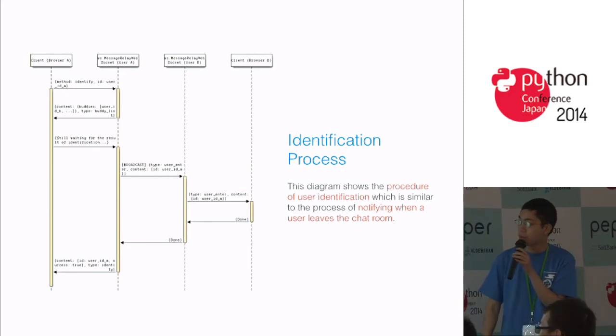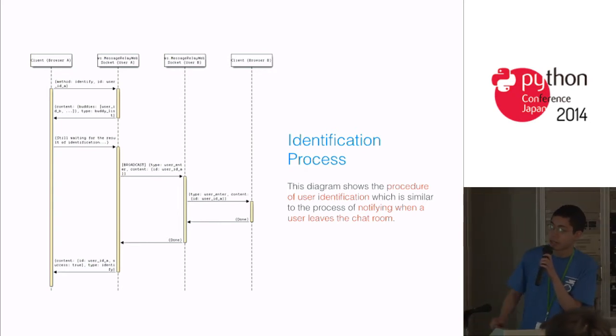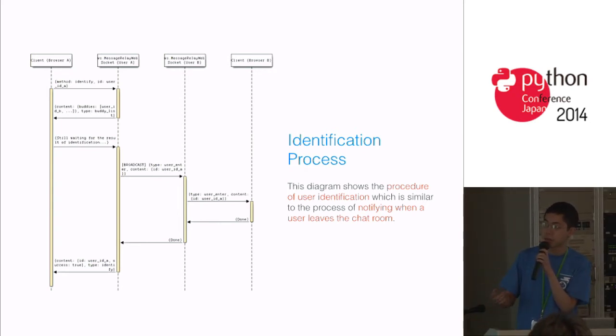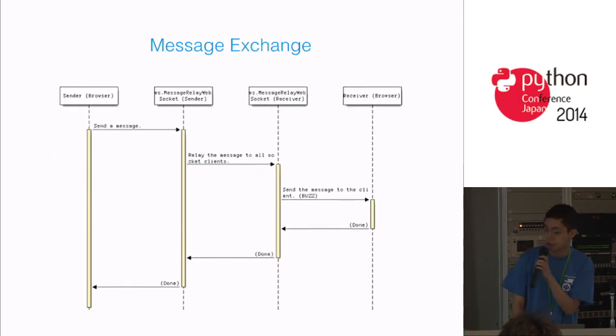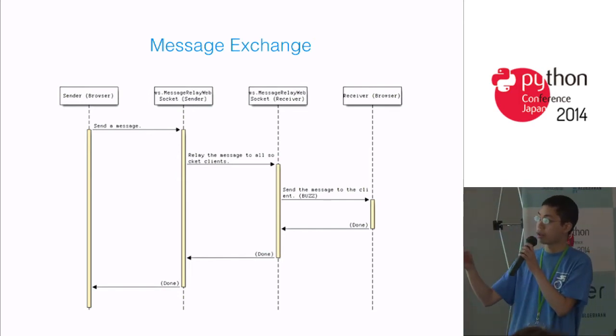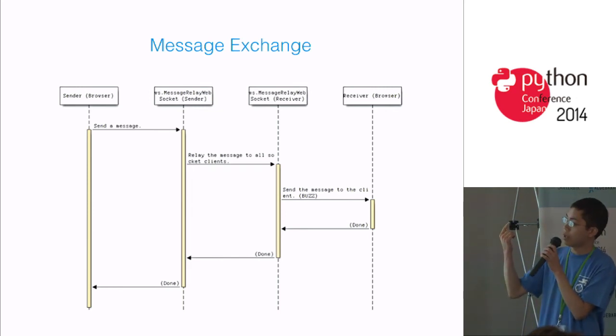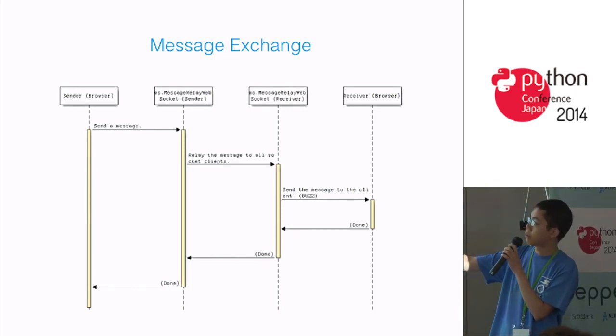It's the same thing when somebody leaves the room, which we detect when the socket is open or closed. Sorry, just to correct that: identification happens through a message, but when the user leaves, it actually relies on the on close event, and that's how the message is sent. Like I mentioned about broadcasting, the sender sends a message, and the socket connection for the sender will broadcast the message to everyone else.